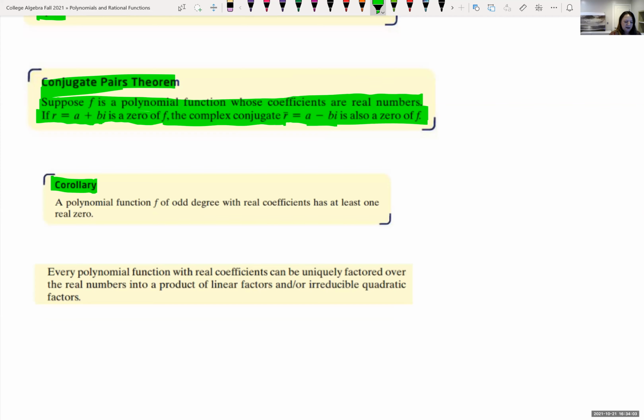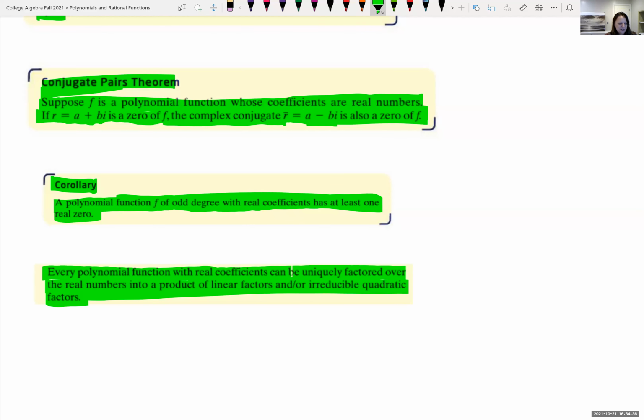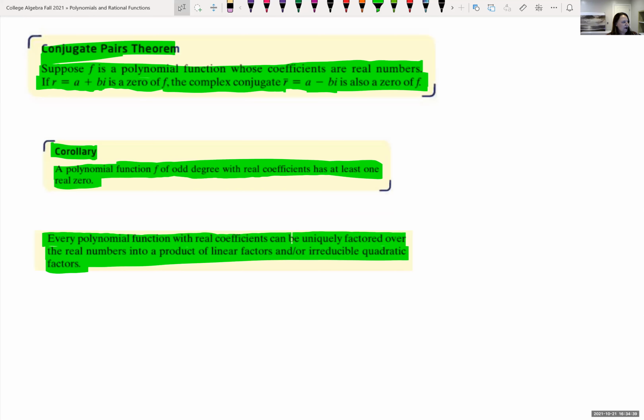So corollary: a polynomial function f of odd degree with real coefficients has at least one real zero. And I think I already stated this, but I'll state it one more time. Every polynomial function with real coefficients can be uniquely factored over the real numbers into a product of linear factors and or irreducible quadratic factors. Okay, so let's start looking at some problems.